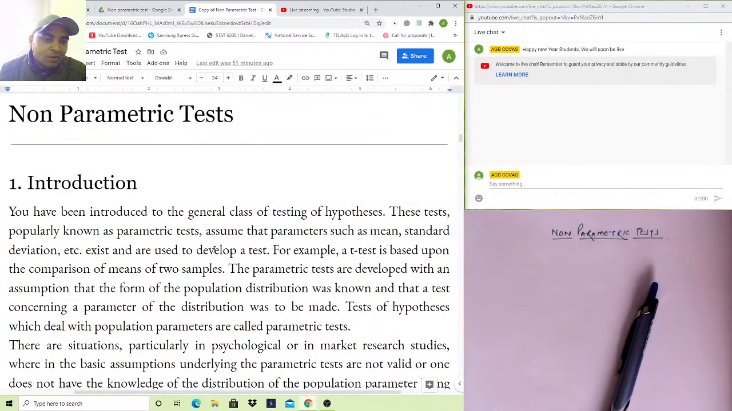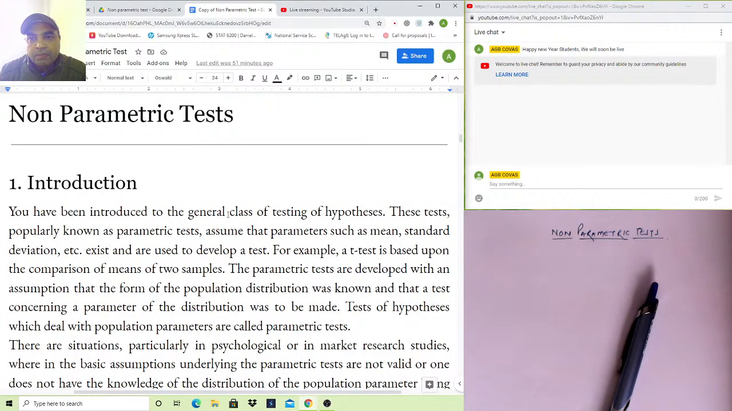This is our first class in the new year, and we have already completed the parametric tests. In parametric tests, we have done the Z test, T test, chi-square test, and F test. And then we have also taken up the analysis of variance.